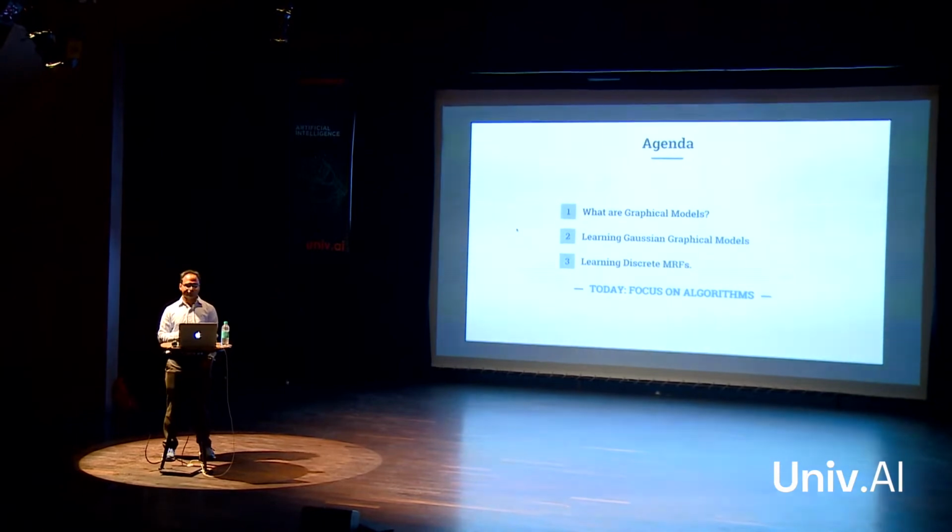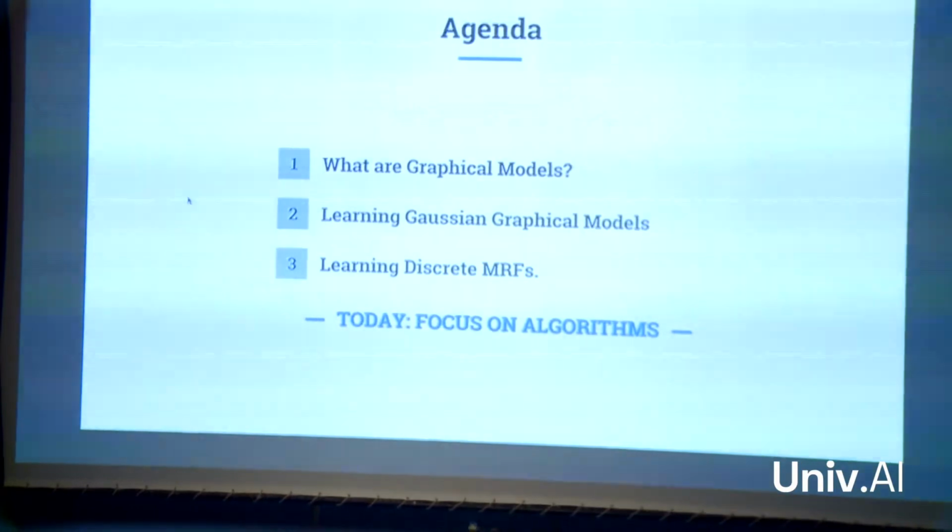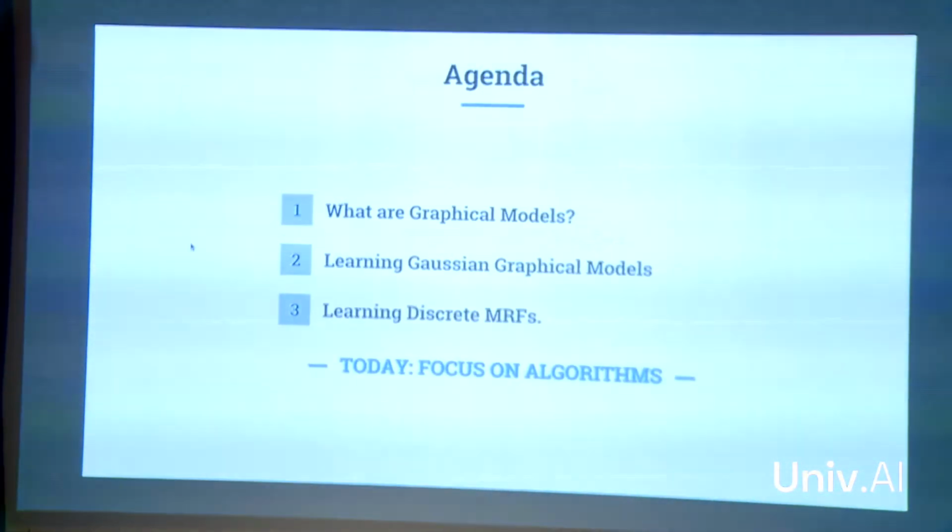Just as a quick preview of what's to come, there are three parts in the talk. The first part is what are graphical models. I'll just talk about the basics, what the definitions are at a very high level. And then I'll talk about two recent works on learning two popular classes of graphical models, the Gaussian graphical models, which are very popular for modeling continuous data, and the other one, Markov random fields, for modeling discrete data.